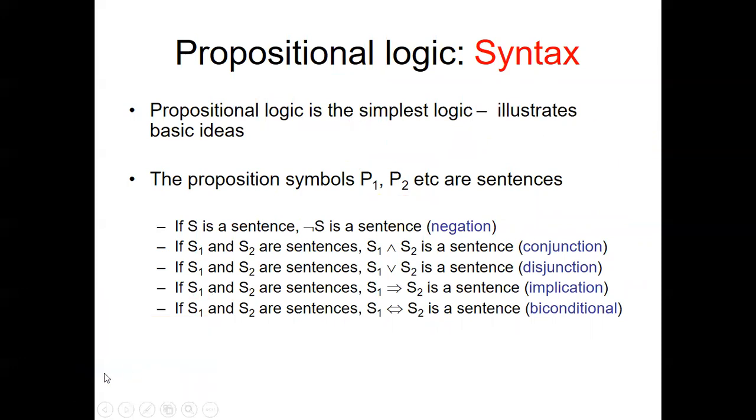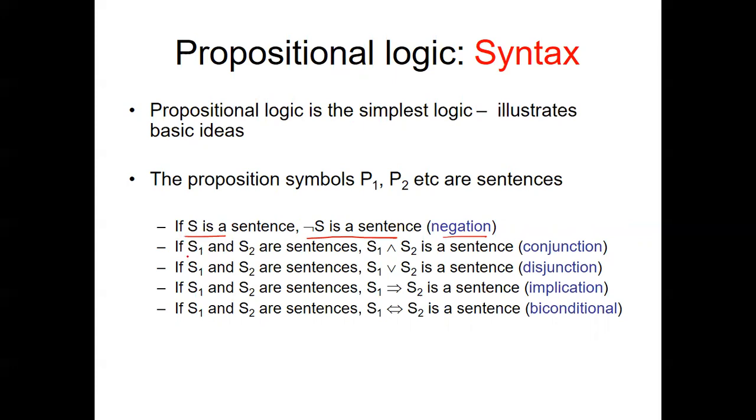On each of the propositions, a proposition is basically a sentence, we can perform some operation. The simplest operation is negation. If S is a sentence, then negation of S is also a sentence. So if sun rises in the east is a sentence, then sun does not rise in the east is also a sentence. We are not talking about the truth of that sentence; the truth value may be either true or false.